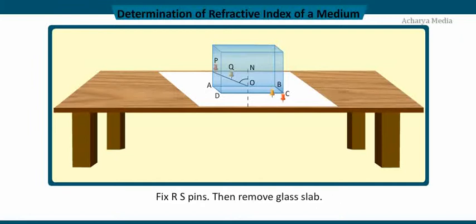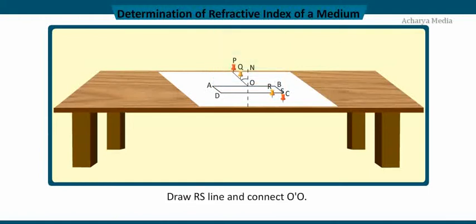Now fix two more pins R and S along the refracted line, so all pins must align in a straight line. Remove the glass slab. Now join RS with O'. Also connect O' and O with a line. Now measure the refracted angle r.